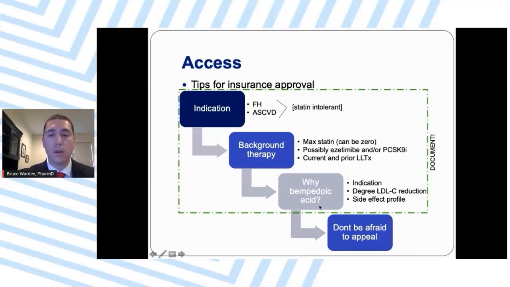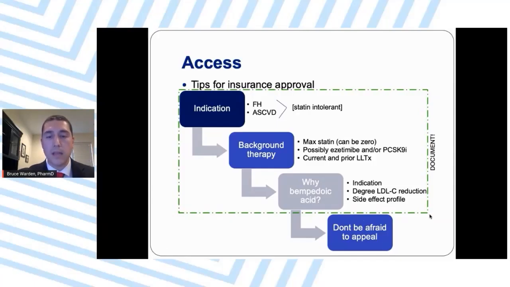And then next is the why. Why bempedoic acid over XYZ? And I leverage 3 items here: indication, the degree of LDL reduction, and the side effect profile. So as an example, I recently had insurance deny bempedoic acid, requesting that the patient use fenofibrate in its place. And so fenofibrate lacks an ASCVD risk reduction indication. It is more of a triglyceride lowering medication with really minimal reduction in LDL. And its side effect profile does include myalgias, which this patient had failed numerous statins and other therapies because of myalgias. And so I leveraged that, and the bempedoic acid was approved. So very important, document.